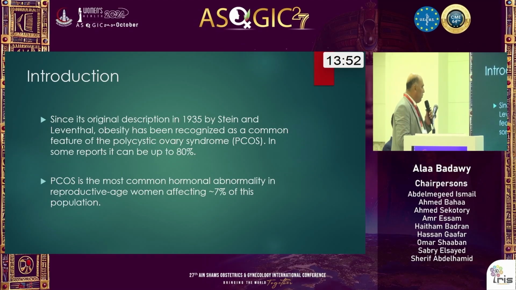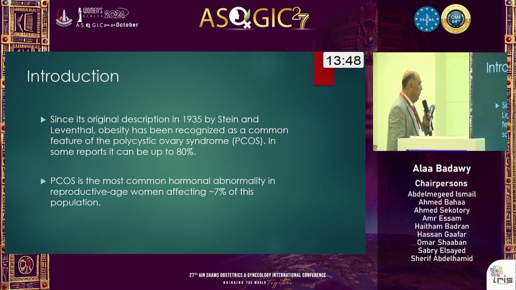Since its original description in 1935 by Stein and Leventhal, obesity has been recognized as a common feature of polycystic ovary syndrome. In some reports, it can be up to 80%. PCOS is the most common hormonal abnormality in reproductive age women, affecting nearly 7% of this population.